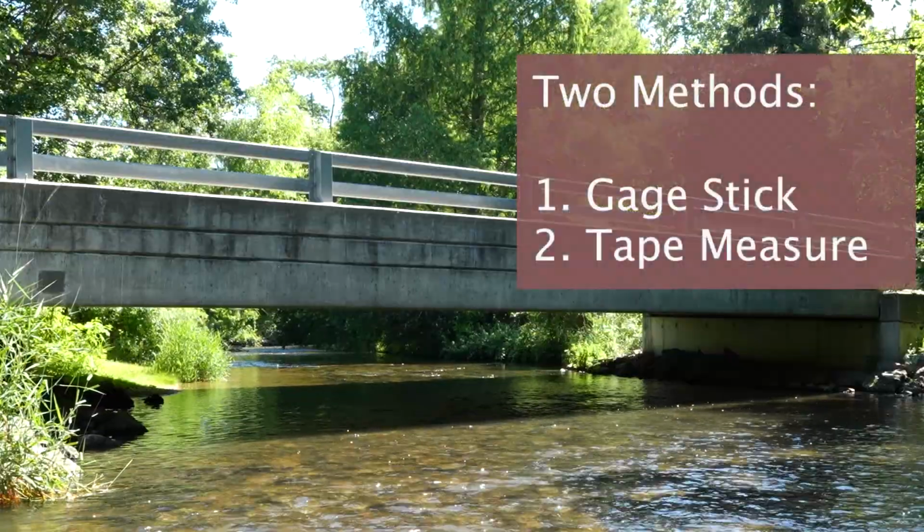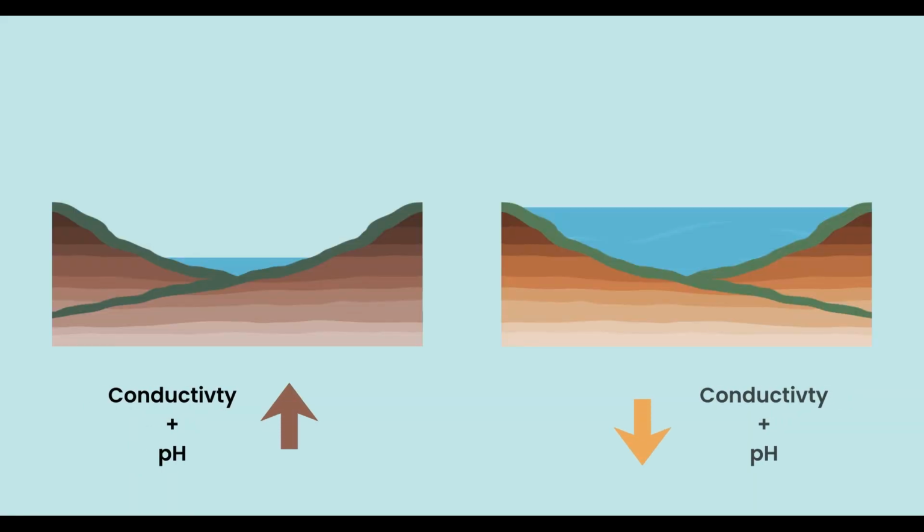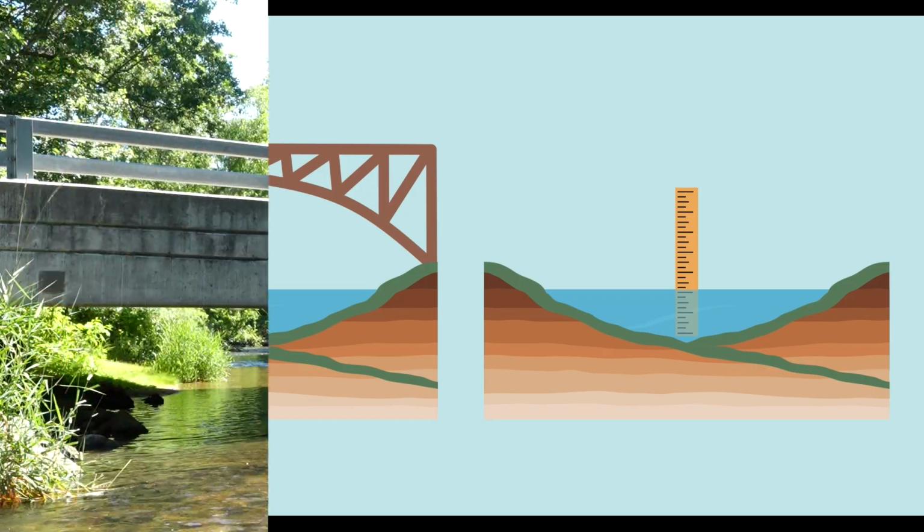The second method of measuring stage requires a bridge and a tape measure. Note that this version of measuring stage will have an opposite relationship to conductivity since it is measuring the distance from a known height, not the depth of the stream. This does not, however, make a difference in using this data to determine the relationship and identifying pollution events.